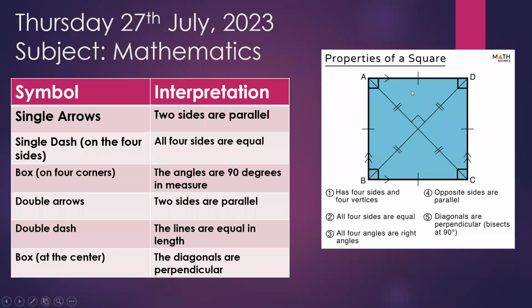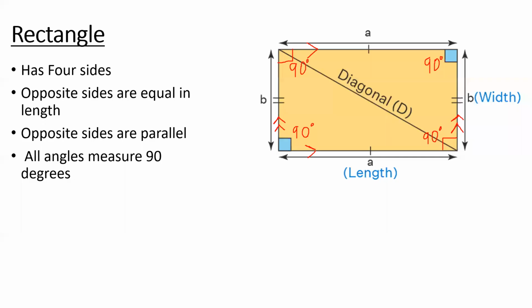Now let's move on to the rectangle. For this one, I want Olivia, can you read this one, please?